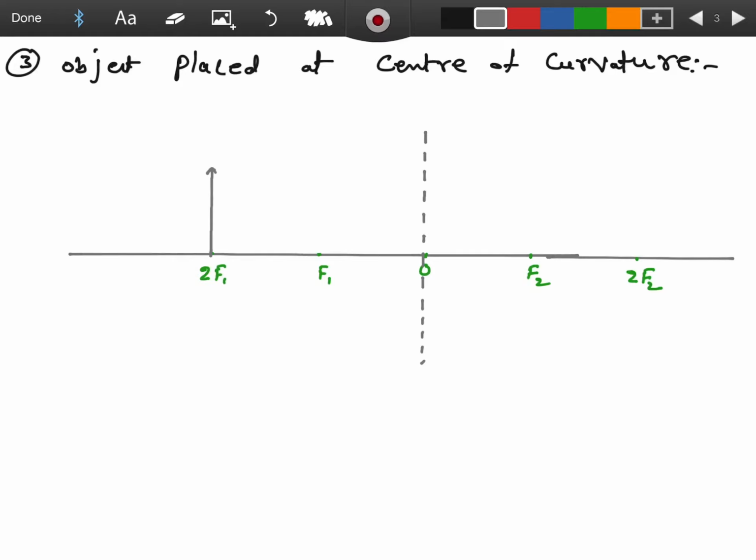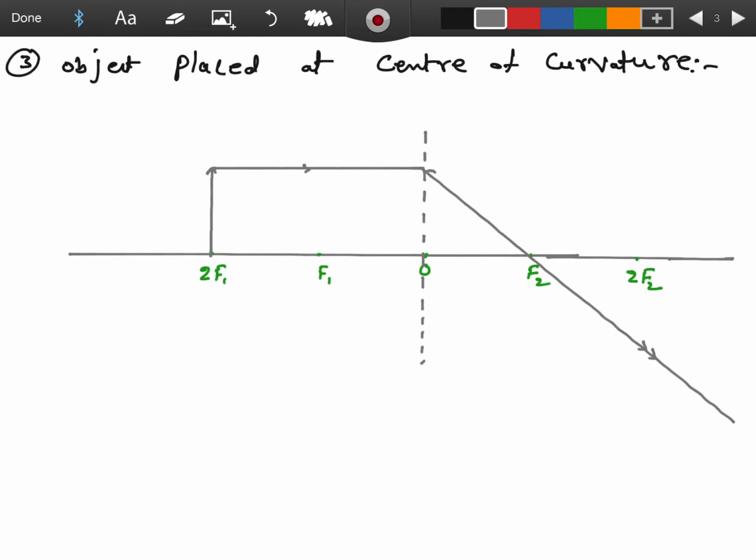First light ray, as usual, parallel to the principal axis. The light ray which is coming parallel to the principal axis. This is the first light ray. Second light ray from the object passes through optic center. First light ray, after passing parallel to the principal axis, after refraction will pass through focus like this. This is the incident ray, this is the refracted ray.